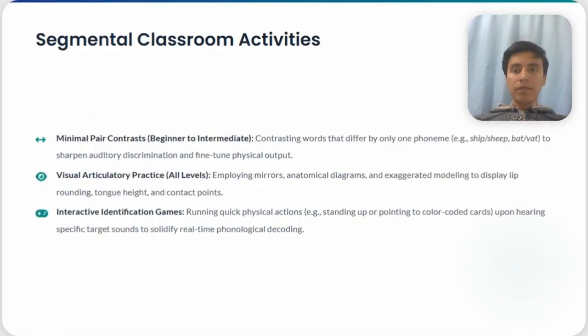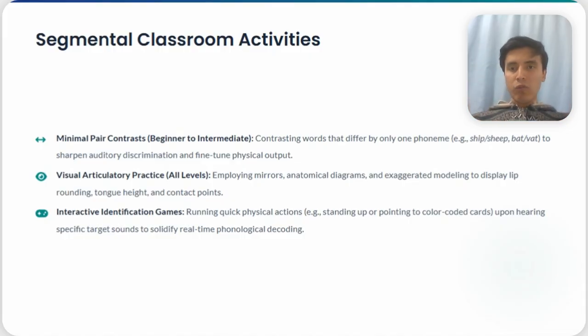So let's move on to segmental classroom activities. How does this translate into concrete classroom actions? For beginner and intermediate levels, we use minimal pair contrast by comparing words like sheep and ship or bat and bad. So we force students' brains to notice and produce the exact phonological distinction that changes the meaning of a word.